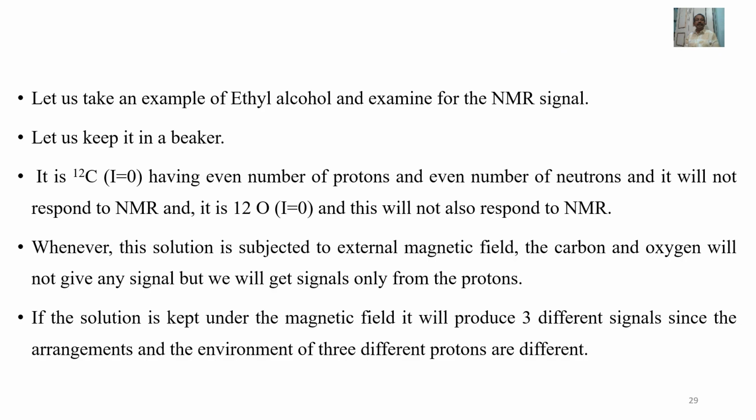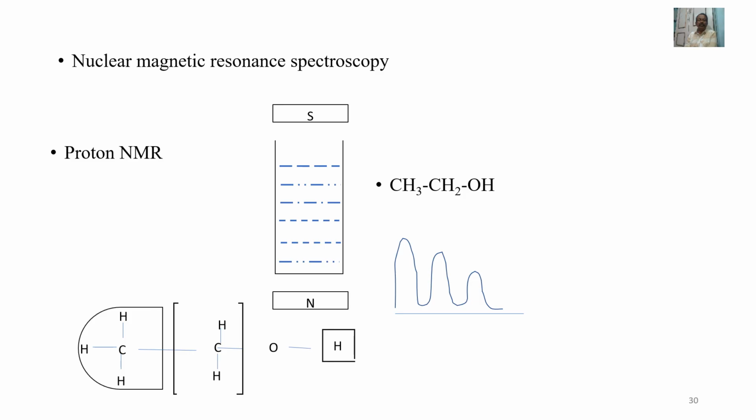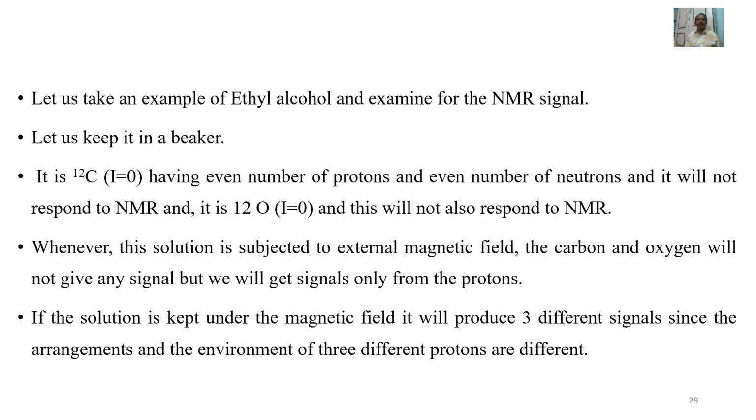Let us take an example of ethyl alcohol and examine it for the NMR signal. Let us keep it in a beaker. So we are going to keep ethyl alcohol in a beaker, place it in a magnetic field, and observe the NMR signal. Carbon 12 has I equal to 0, which is nothing but an even number of protons and an even number of neutrons, and this will not respond to NMR, as we know already. Similarly, oxygen 16 again has I equals 0, and this will also not respond to the NMR signal.